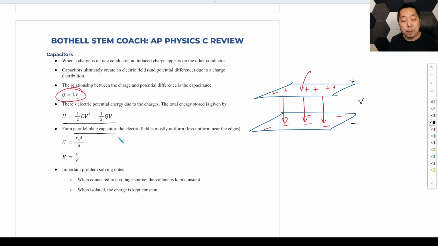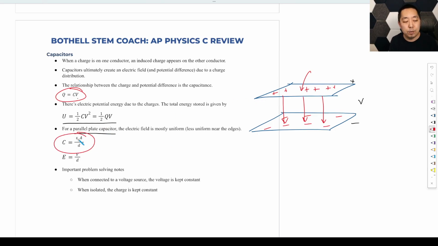For a parallel plate capacitor, the electric field is mostly uniform. It's less uniform near the edges, but it's mostly uniform here. Around the edges, it can do things. We call this fringing fields. These are non-ideal, and we don't usually model them. But for a big plate that's very large and very wide compared to how thick it is, we assume the electric field in the interior of the capacitor is pretty uniform.